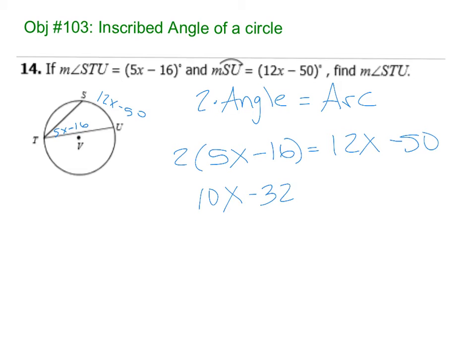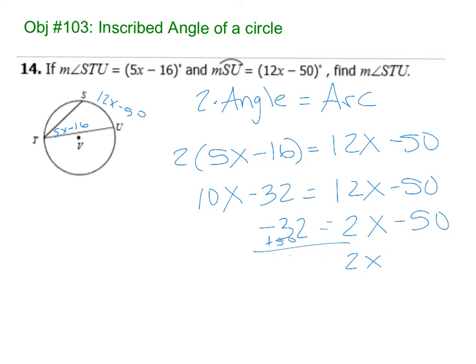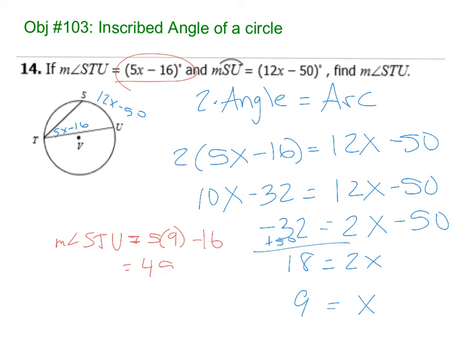10x minus 32. Minus 10x on both sides, 2x. Don't drop that negative. Add 50 to both sides. 18. X equals 9. So then they want me to find the measure of STU. STU is 5x minus 16. So 5 times 9 minus 16, 45 minus 16 equals 29. And that's my answer.